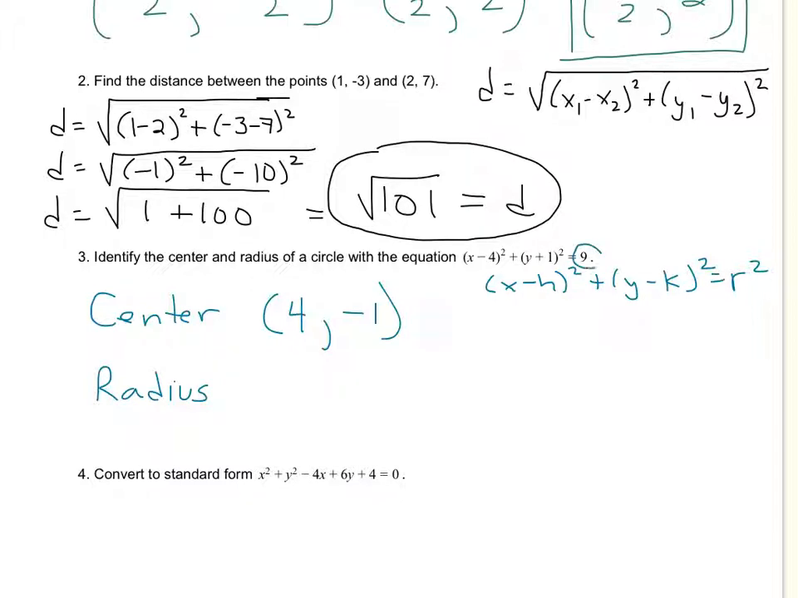The radius, now this 9 is the radius squared, so the radius would be the square root of 9 to get rid of the square, which is just 3. So this would be a circle with a center of 4, negative 1, and a radius of 3.